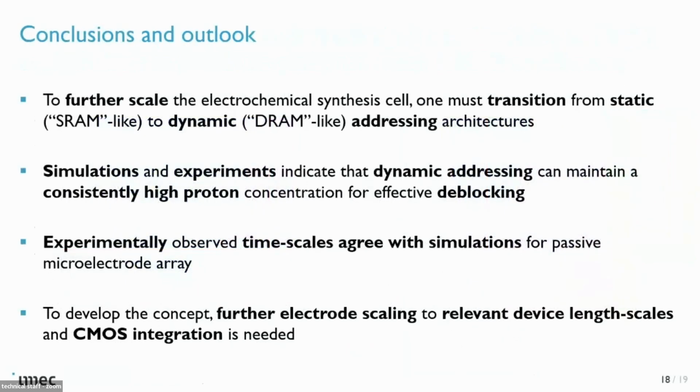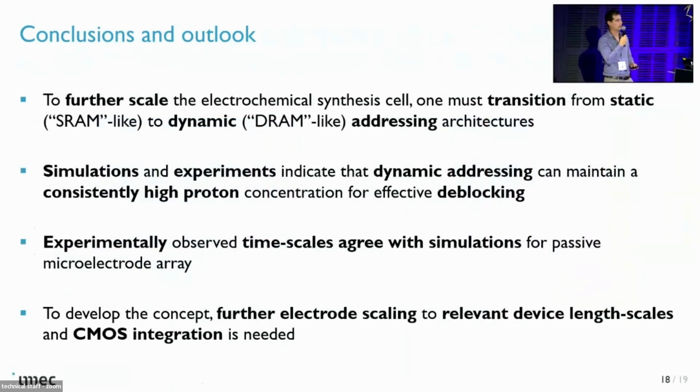Okay, so with this, I'd like to conclude. We do think that in order to further scale electrochemical DNA synthesis, we need to transition from static to dynamic addressing architectures, because those cell sizes are simply much smaller. The experiments and simulations that we have done so far do show that dynamic addressing can work and can also effectively deblock. And our simulations seem to agree quite well in terms of timescales. But in order to further develop this, we need to move to something more relevant in size, ideally with CMOS integration.